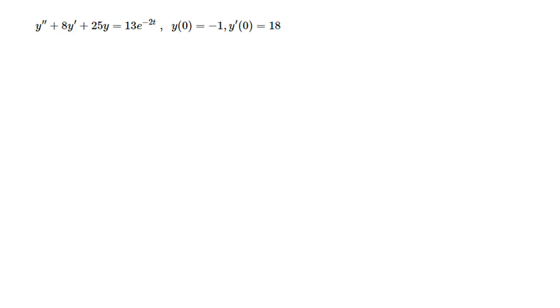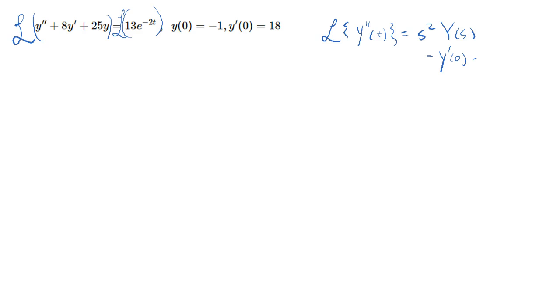Let's try to solve this differential equation using Laplace transforms. If I apply the Laplace transform here and also there, you have to know that the Laplace transform of y double prime of t is s squared Y of s. This capital Y of s means it's the Laplace transform, minus y prime of 0 minus y of 0 times s.